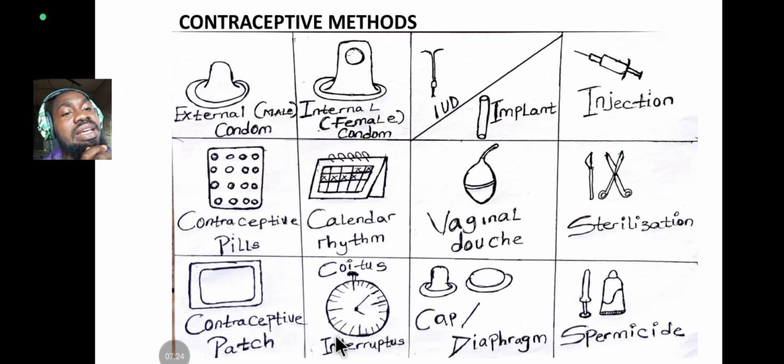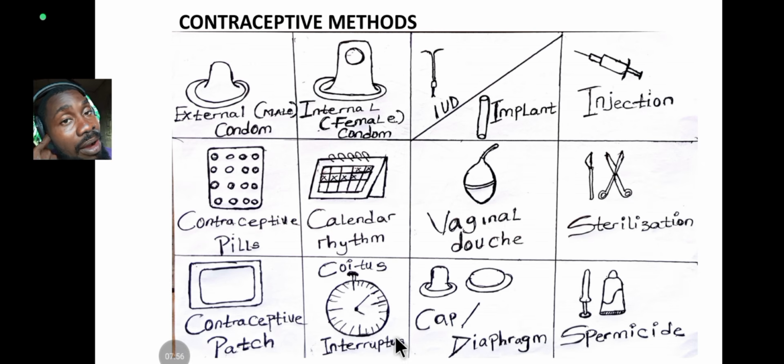So one thing about this withdrawal method, it is very, very unreliable. Because sometimes when you are having sexual intercourse as a male, there is precum. Usually sperm does not enter precum, but sometimes sperm can enter your precum, and immediately that precum enters the vagina, it swims, and fertilization occurs, and the woman gets pregnant.